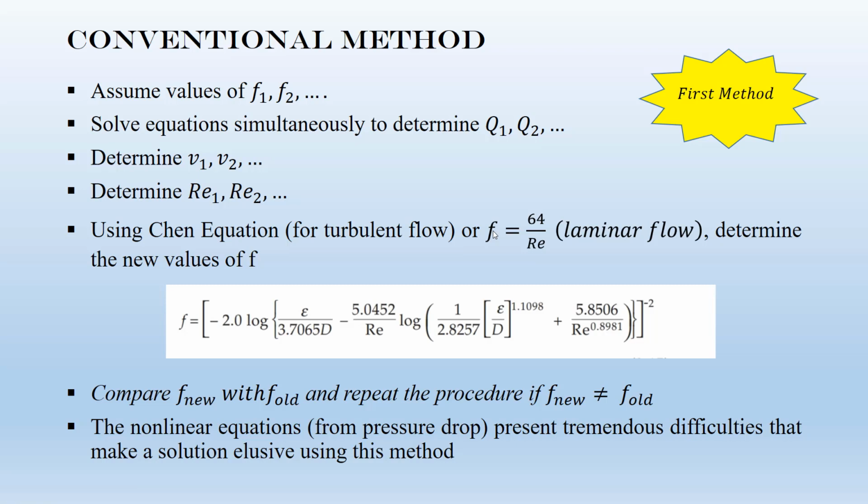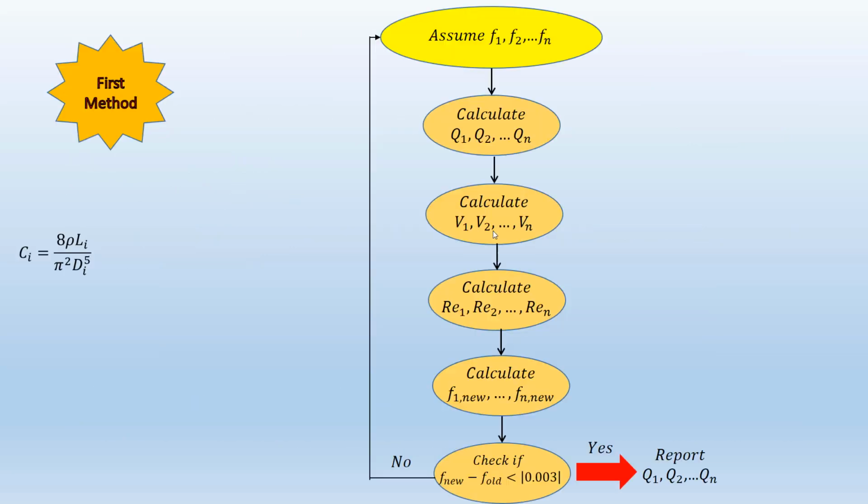And then you need to compare the new friction factors with the first guess, or with the previous guess. If they are pretty close, if the difference is less than 0.003, you are good for all friction factors. Otherwise, you need to repeat the procedure with the new values. Here is the flow chart of how this method works.